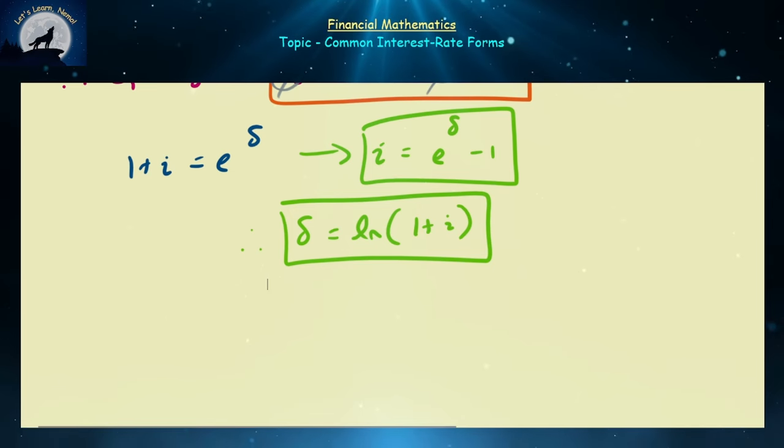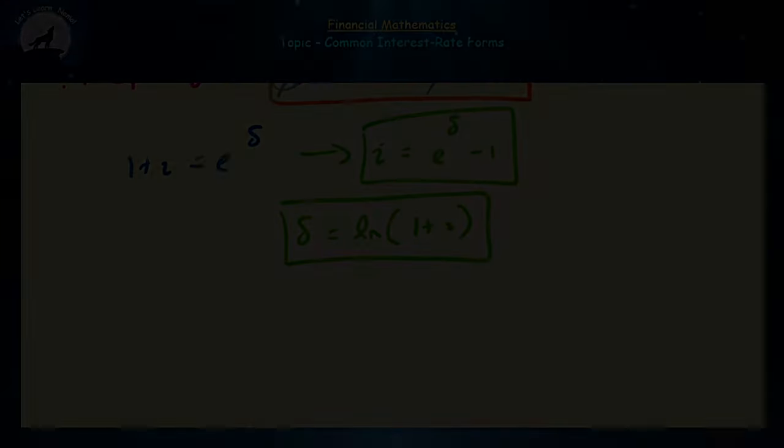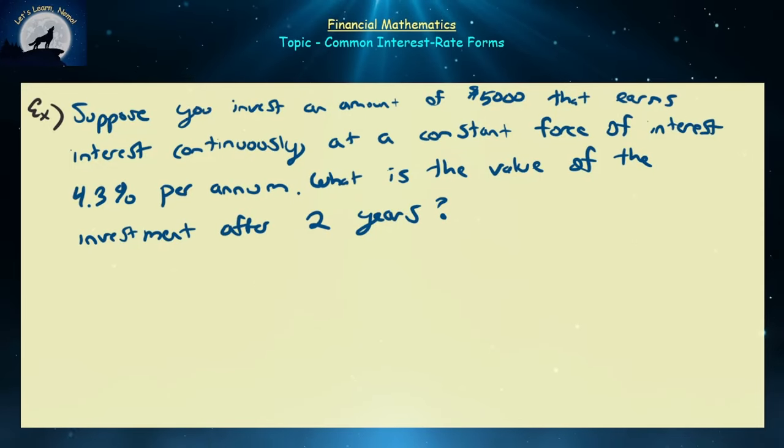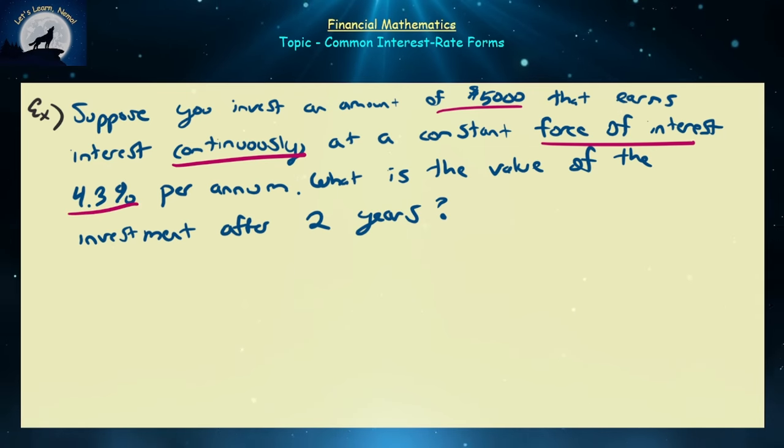Now let us look at a particular word problem that demonstrates how we can use this force of interest delta. Suppose that you have invested an amount of $5,000 that earns interest continuously at a constant force of interest of 4.3% per annum, or per year. What is the value of the investment after 2 years?